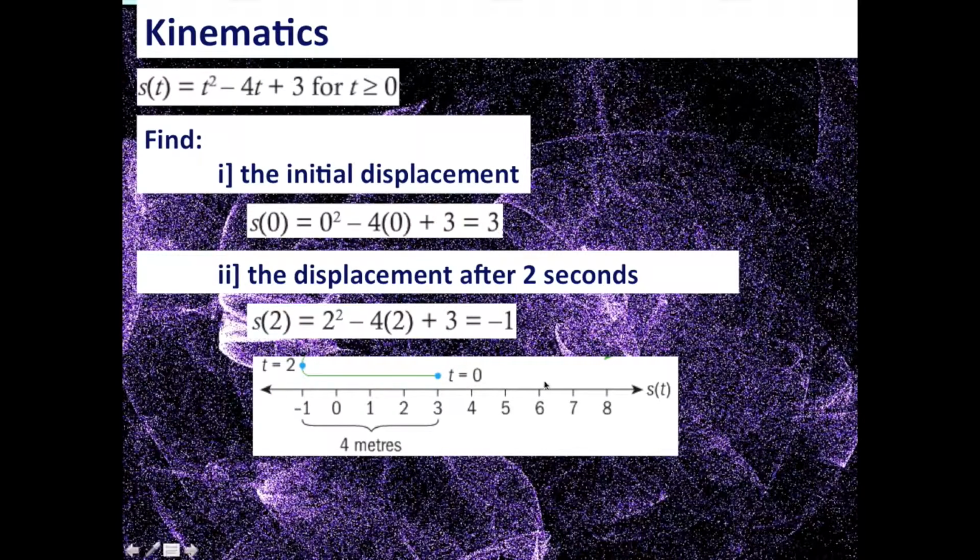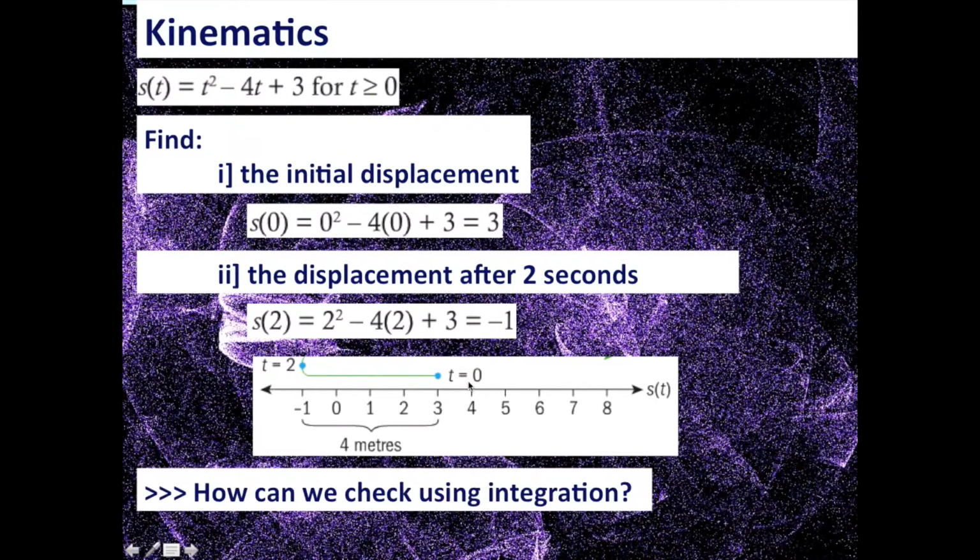We can represent that on a diagram here. So if this is our origin, when we start, we're here, 3 units to the right, and after 2 seconds, we are 1 unit to the left of the origin. So we can mark those on with that motion diagram there.